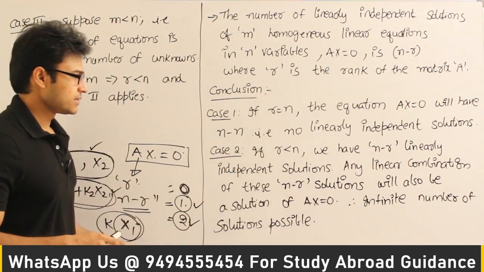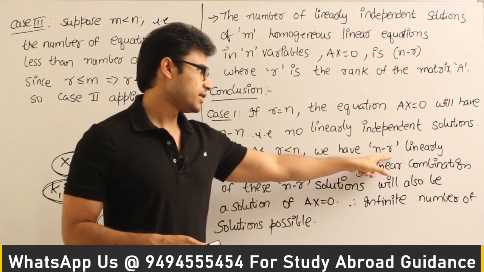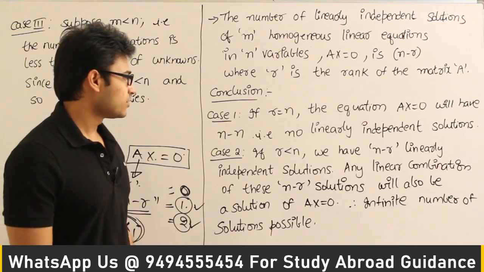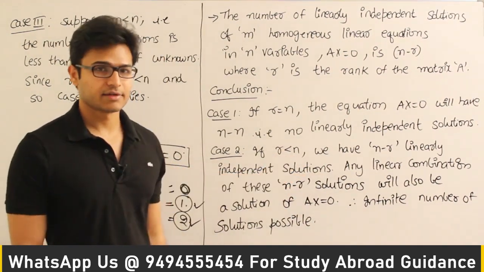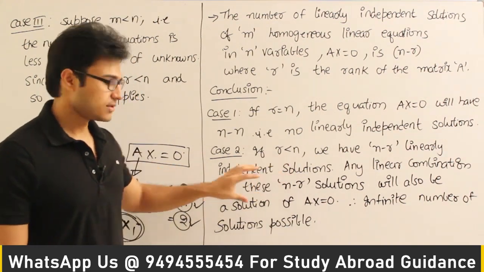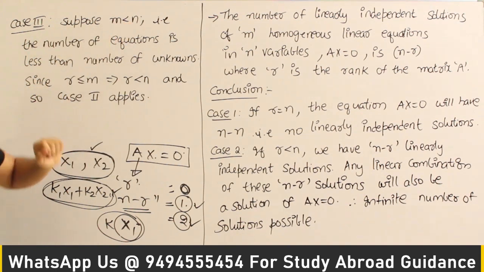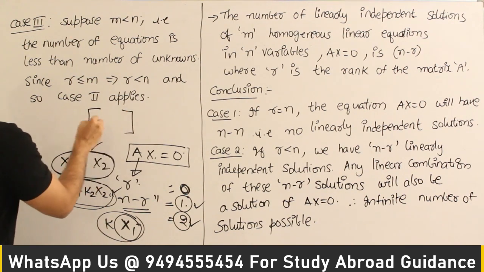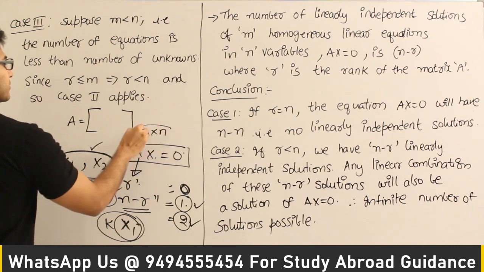And the second case is, if r is less than n, then the number of linearly independent solutions will be n minus r, and any linear combination of these linearly independent solutions is again going to be a solution. Therefore, the number of solutions will be infinite. I hope you are understanding this. And the third condition is, if m is less than n. So what is m and what is n? This particular matrix A is m by n.